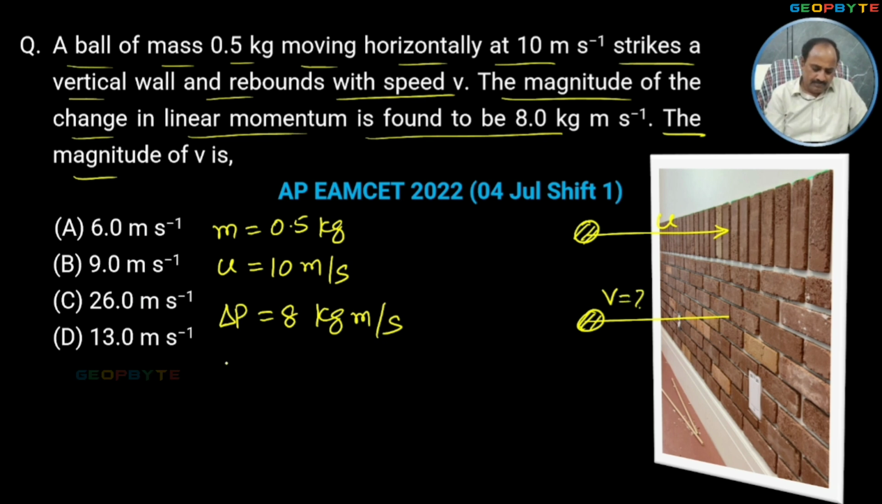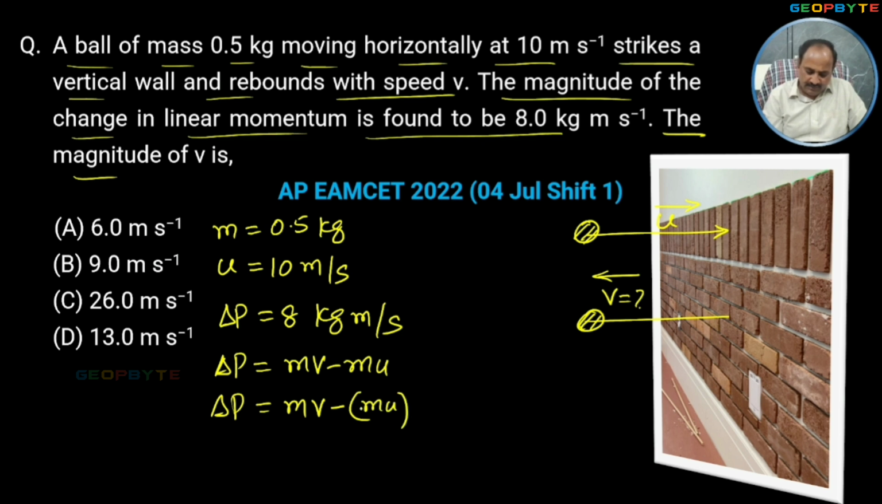As you know, this delta p must be equal to mv minus mu. Since u and v are both in opposite directions, u is in this direction, v is in the opposite direction. It is minus of minus mu. Then I can write m into v plus u. So finally we got the change in momentum equal to m into v plus u.